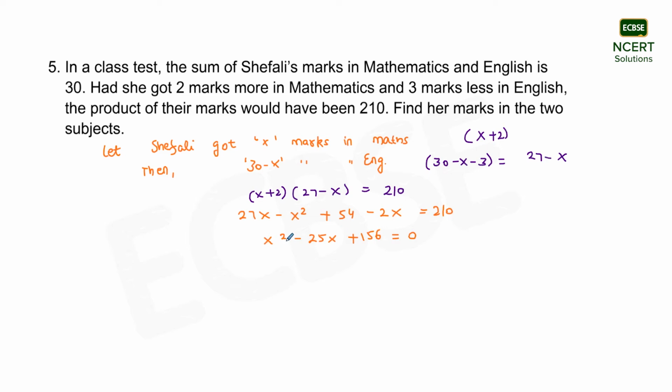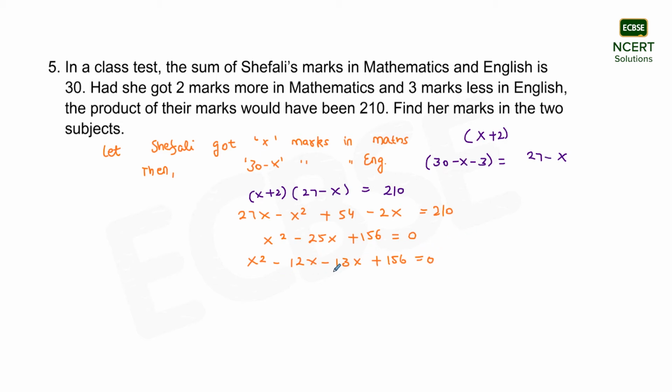Now in order to solve this quadratic equation, let me use the middle term splitting method. That is, I need to split the term minus 25x into 2 terms such that their sum is equal to minus 25x and the product is equal to 156x square. So the minus 25x term will be split into minus 12x and minus 13x, and then writing the third term of the quadratic equation, plus 156, which equals 0.